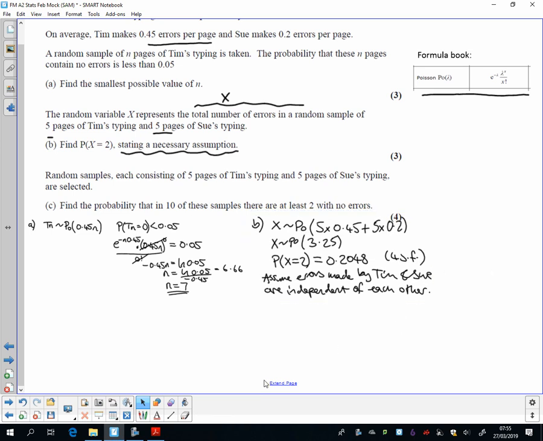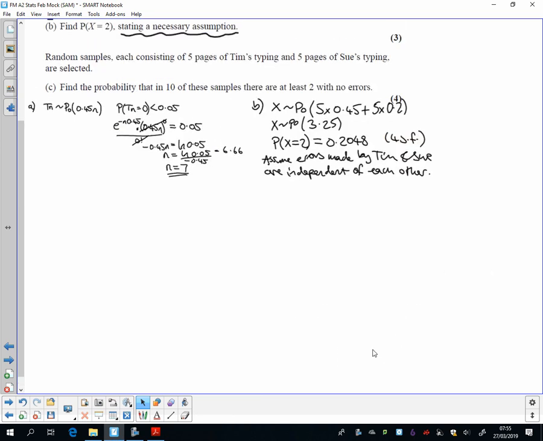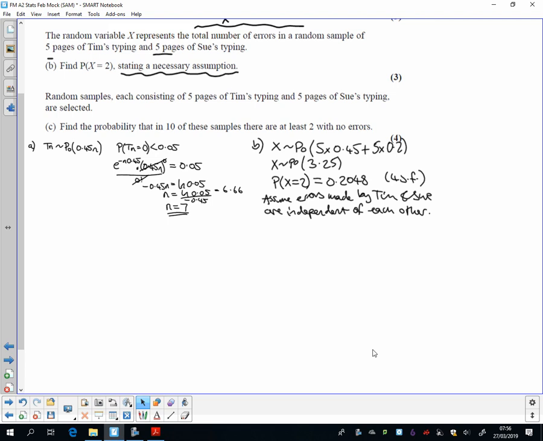Okay, now the last part here, they're doing random samples again of 5 pages of Tim and 5 pages of Sue's typing. So you would think this follows through from part b, but actually it doesn't. We have to do some more work. The only thing that we know is going to be the same is that the sample follows a Poisson distribution with mean 3.25.